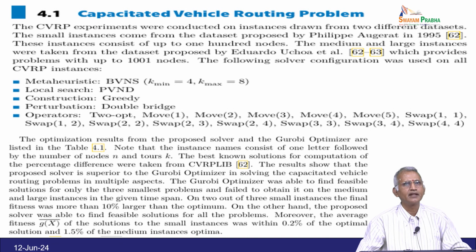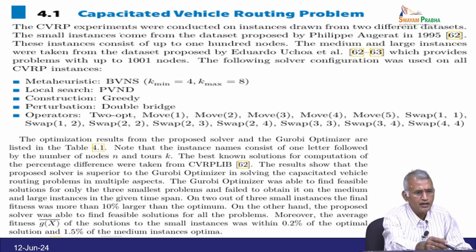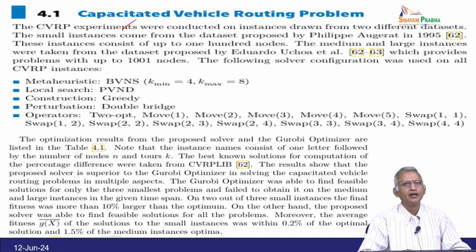Next, capacitated vehicle routing problem. So, the CVRP experiments were conducted on instances drawn from 2 different data sets. The small instances come from the data set proposed by Augerat et al. in 1995. So, these instances consist of up to 100 nodes. The medium and large instances were taken from the data set proposed by Uchoa et al., which provides problems with up to 1001 nodes.